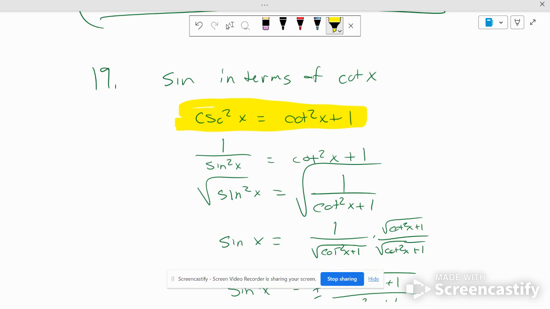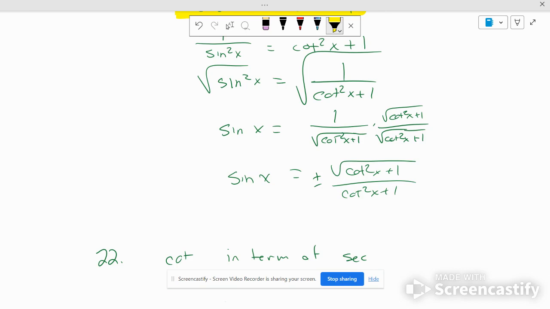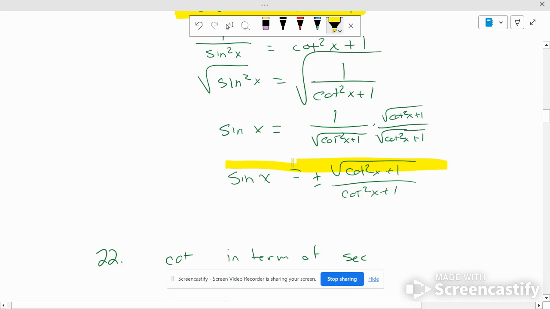And since we can't leave a square root in the denominator, we're going to bring it up to the numerator by multiplying both the top and bottom by the square root of cotangent squared of x plus 1. So your final answer should be sine of x equals plus or minus the square root of cotangent squared of x plus 1 over the cotangent of x squared, or cotangent squared of x plus 1.